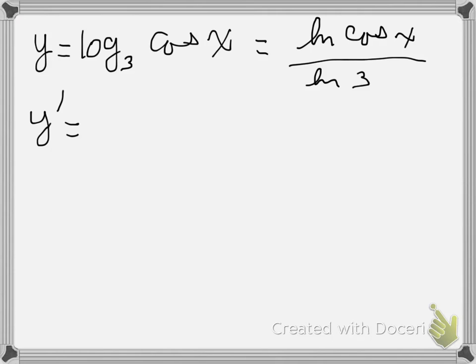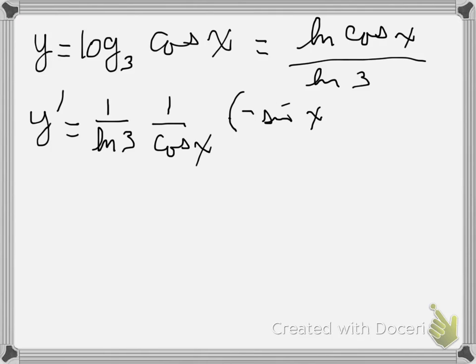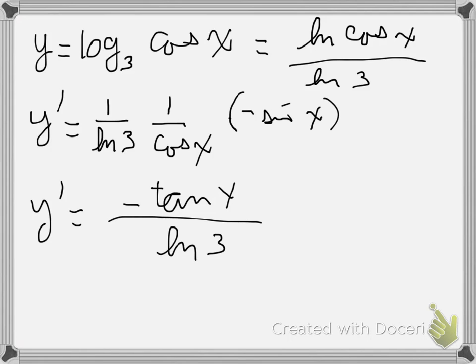And then when I take the derivative, 1 over the natural log of 3 is just a constant, so it's going to stay there. The derivative of the natural log of the cosine of x is 1 over the cosine of x, and the derivative of the cosine of x is negative sine x. And again, you could leave it just like that if you really wanted. Or you could rewrite this thing as negative tangent of x over the natural log of 3. Alright. Let's take a look at another one.